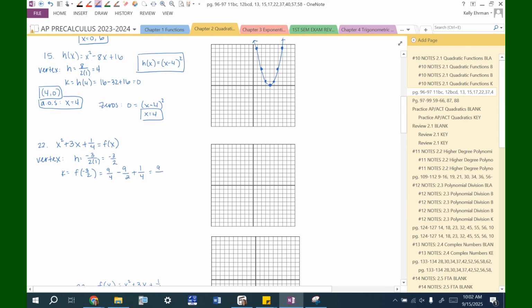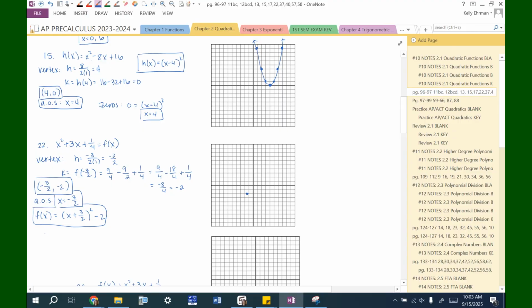This is 9 over 4 minus 18 over 4 plus 1 over 4, getting common denominators there. Negative 9 over 4 plus 1 over 4 is negative 8 over 4, which is negative 2. So the vertex is negative 3 over 2, negative 2. I can plot that. Negative 1.5, down 2. There's the vertex. The axis of symmetry is x equals negative 3 over 2. Vertex form, f of x would equal x plus 3 over 2 squared minus 2.